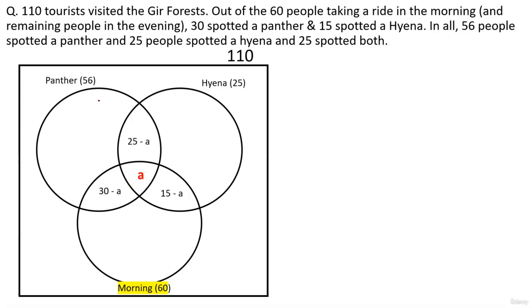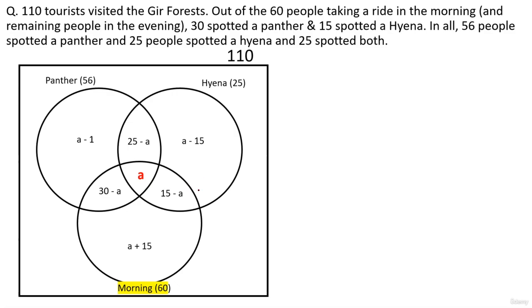Again, 56 people are spotting a panther in all. उसमें से I want to find out now people who are spotting only panthers. So 56 में से you subtract these 3 values, you will be getting a minus 1. Similarly, you want to find out people who are spotting only hyena in the evening. So 25 में से you subtract basically these 3 values, you'll get a minus 15. And similarly, now you want to find out the people who are going in the morning but not spotting any of them. So 60 में से आप लोग क्या करोगे? ये सब values subtract कर दोगे, these 3 values. Okay, when you do that, you'll get 15 plus a or a plus 15.